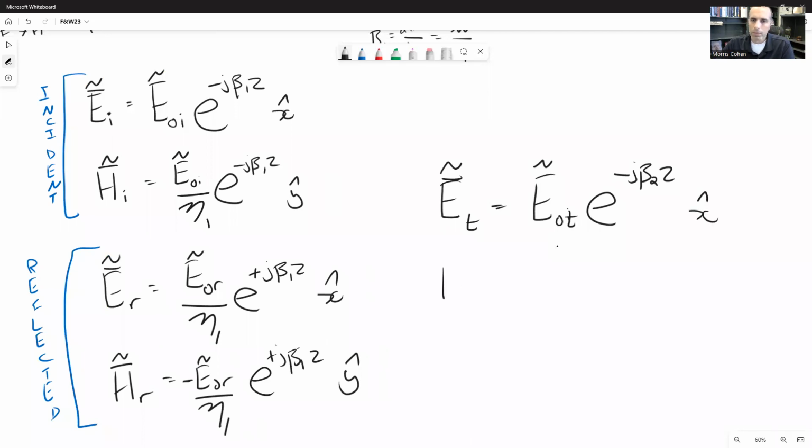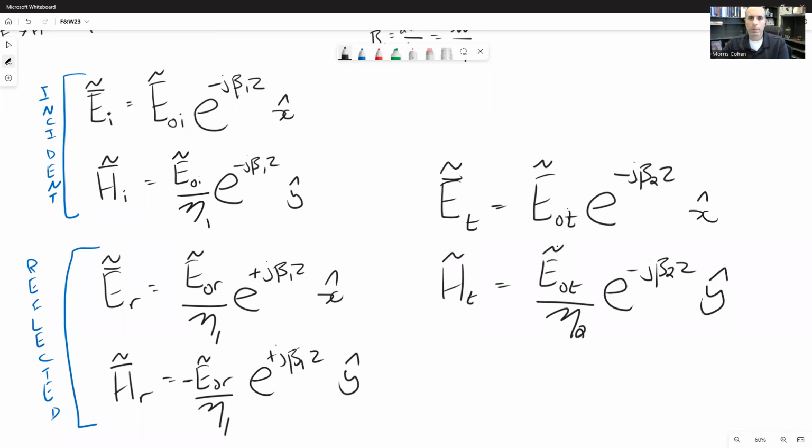And finally, the transmitted magnetic field, I'm just going to take that placeholder, E0t, and divide it by eta 2, and keep the same complex exponential, e to the minus j beta 2z, and that'll be pointed in the y direction. And this is our transmitted wave.